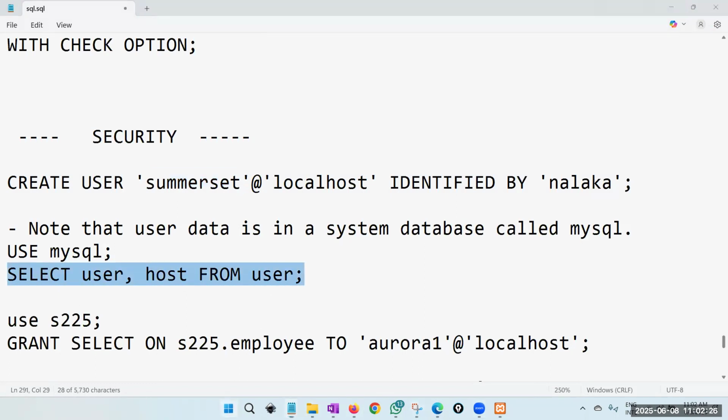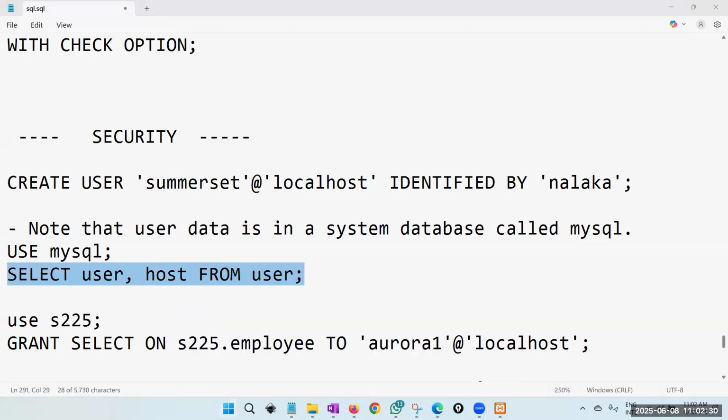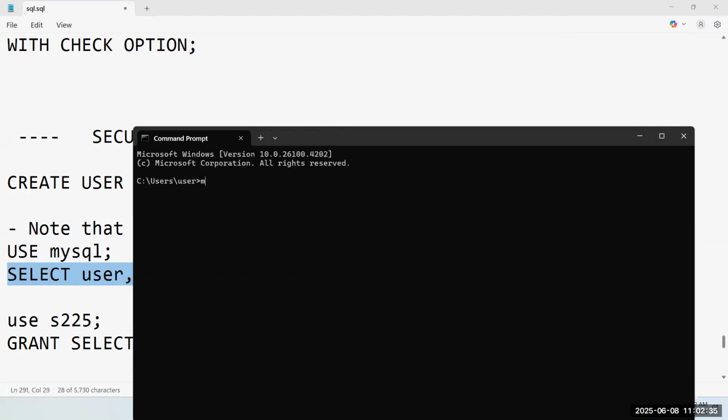I will be using the command line because that is better. CMD, you can better understand also now. Right. So I'm connecting to MySQL. You know how to connect to MySQL. mysql -u root. That is, I access as root user.